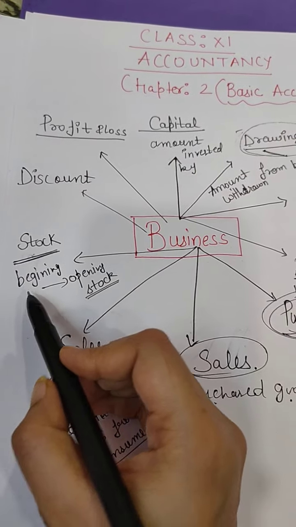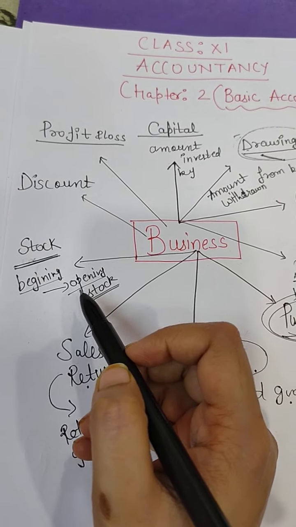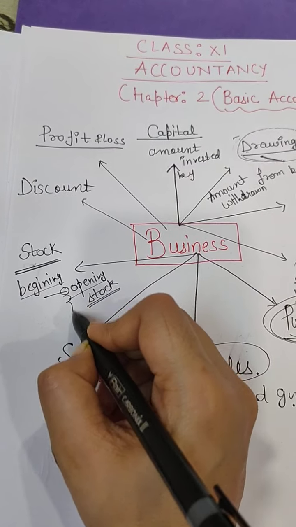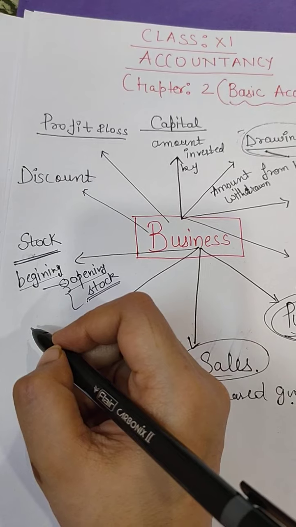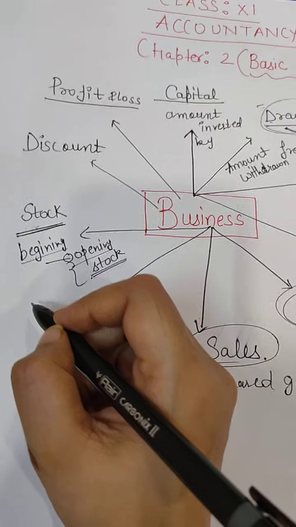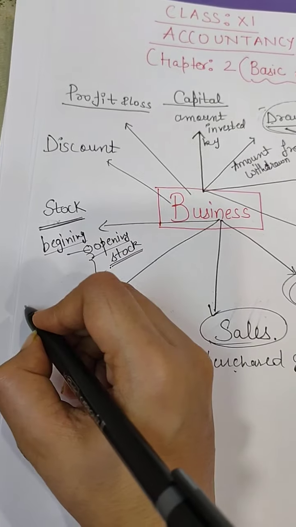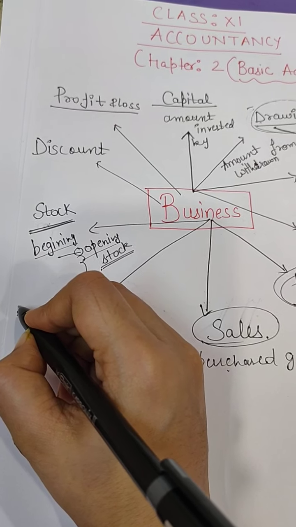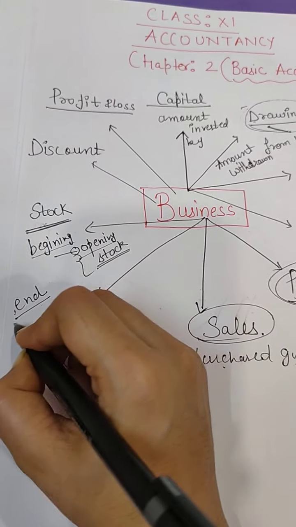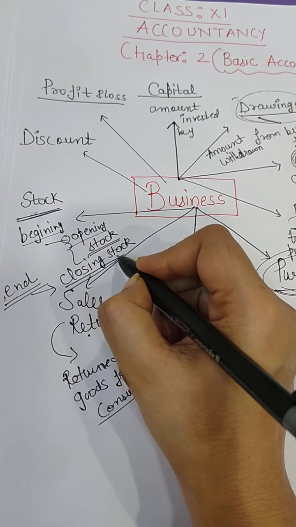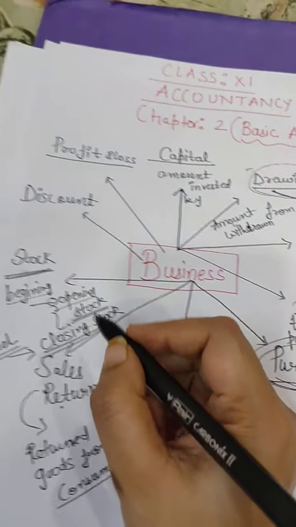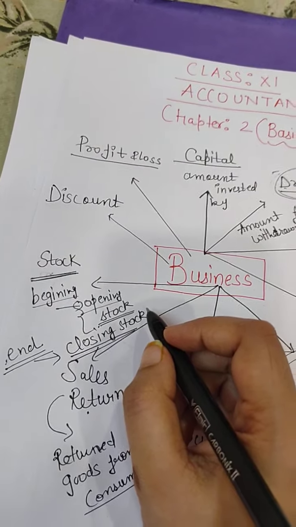So which stock is there in the beginning of the financial year, that stock is called opening stock for the business. And after reselling all the purchased goods and opening stock, which material is left at the end of the financial year, that stock is called closing stock of the business. This closing stock again will convert into the opening stock in the next financial year.